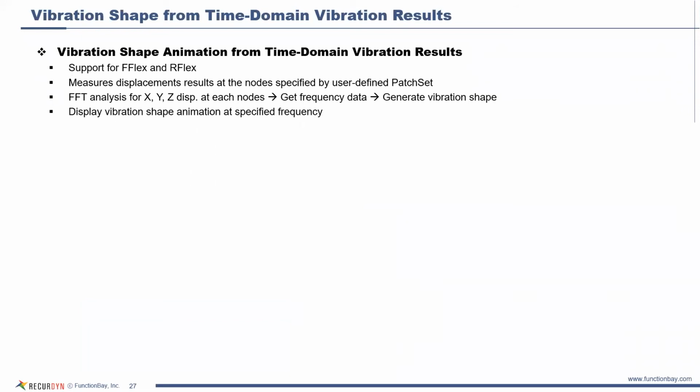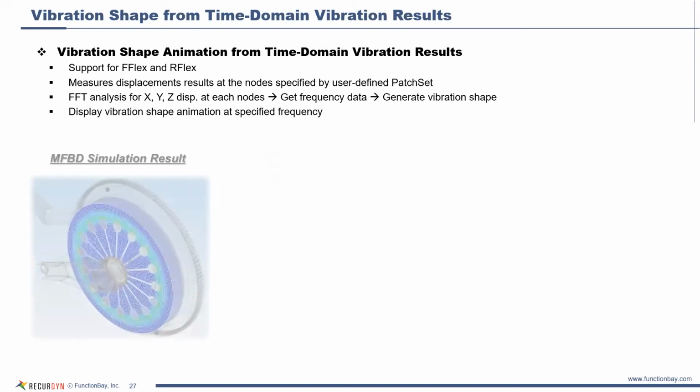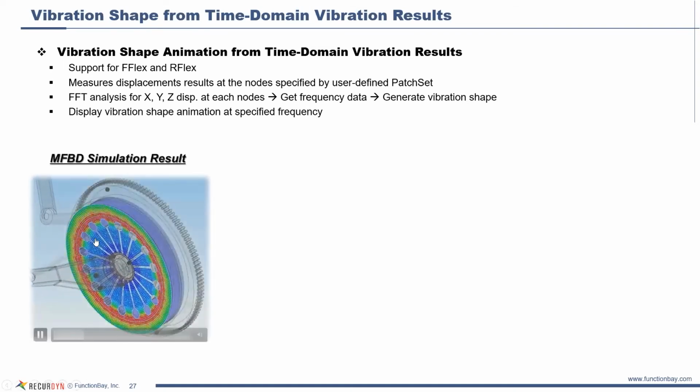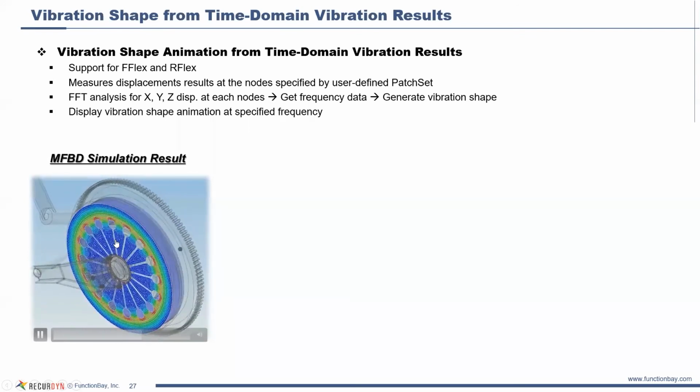Another enhancement is a new feature called vibration shape, which is a post-analysis. What you would do is first run a normal dynamic or kinematic simulation with an RFlex body, or both. For example, this is a flexible clutch plate diaphragm spring in a RecurDyn simulation.